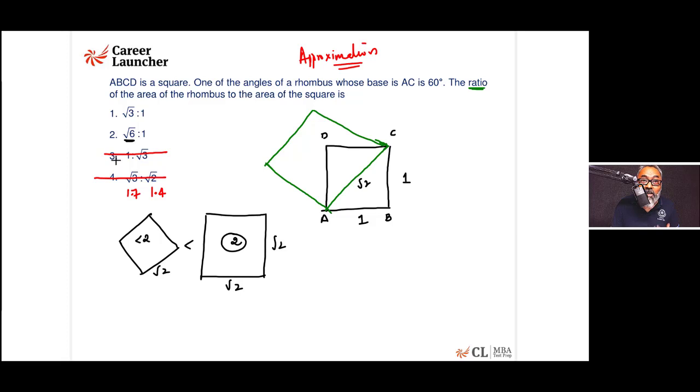So this is root 6. Root 6 is greater than 2. This is like what? Root 4, right? Root 6 is greater than 2, so this doesn't make sense. The answer to this question is likely going to be root 3 is to 1.